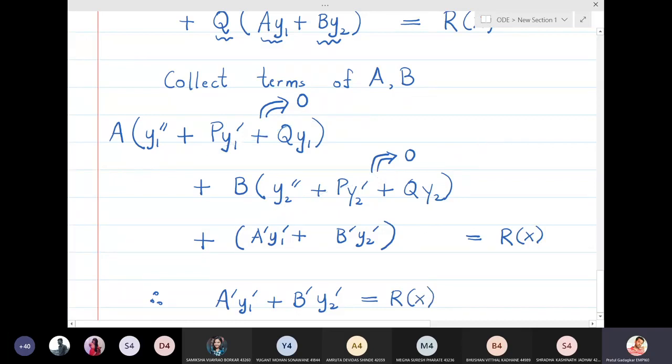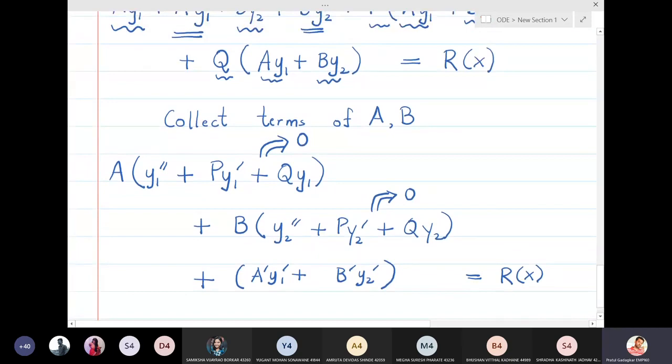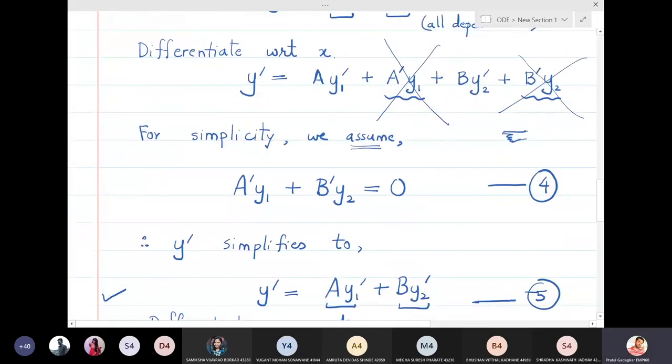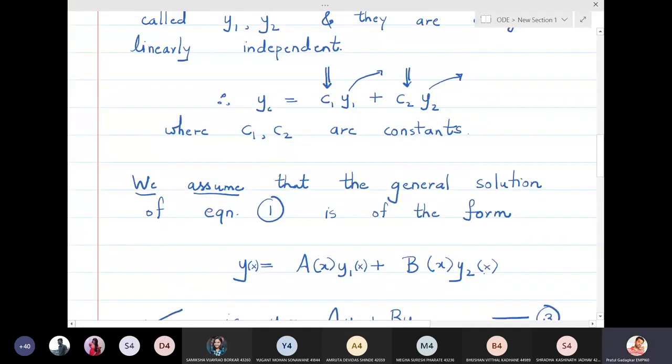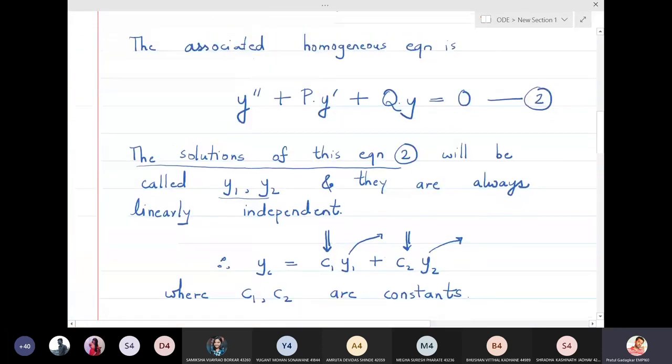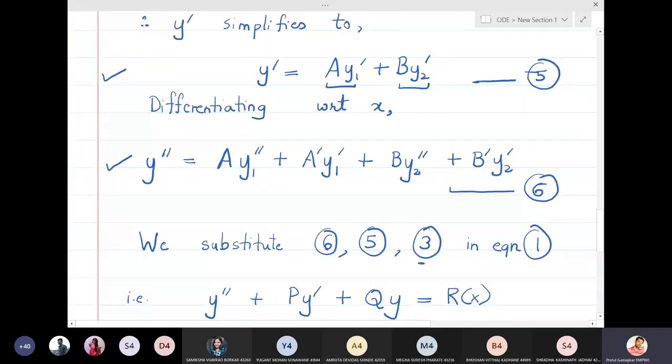Now why will this and this become zero? What were y1 and y2? Let us go up and see. The solutions of equation 2 are y1 and y2, which means y1 and y2 will satisfy equation 2. So y1 double dash plus p y1 dash plus q y1 is equal to 0. y2 is also a solution, so y2 double dash plus p y2 dash plus q y2 is also equal to 0. So y1 and y2 being solutions of equation 2, obviously the terms in the brackets will be equal to 0. So let us write a small note over there.